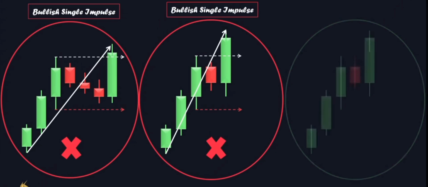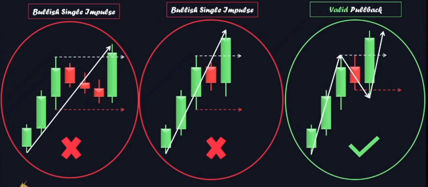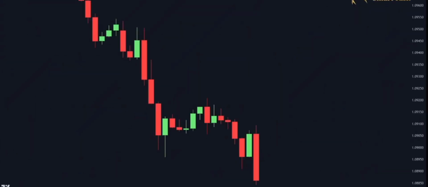On the contrary, if the bearish candle forms an equal high with the previous bullish candle, and the subsequent candle breaks and sweeps below the low of the bearish candle, it qualifies as a valid pullback. So here we have a bullish impulsive wave, followed by a correction, and then another bullish continuation wave. These concepts are applicable to bearish markets as well. It's important to note that these principles can be applied across various time frames and any price action-based chart.